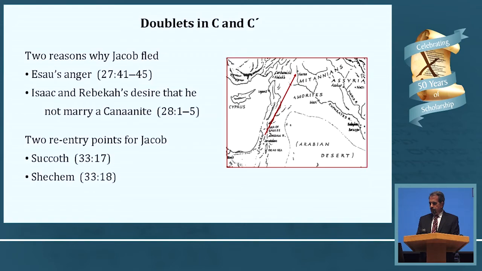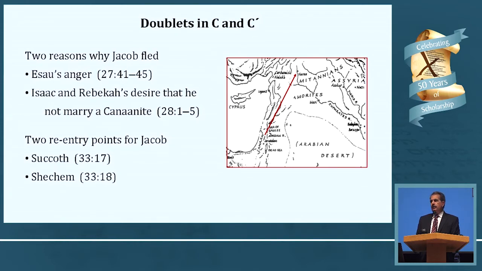And I'll just have to move forward here a little bit because of the time constraints. There are two doublets in C and C prime. In Unit C, there are two reasons why Jacob flees the home. One is Esau's anger, after learning what happened, that he one day will come after Jacob. And the other is the desire of his parents, Isaac and Rebekah, that Jacob should not marry a Canaanite. Those are both there in the story.